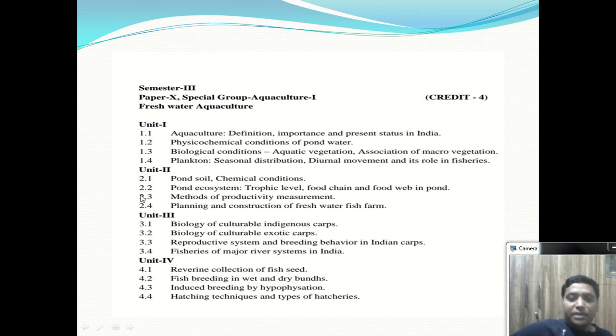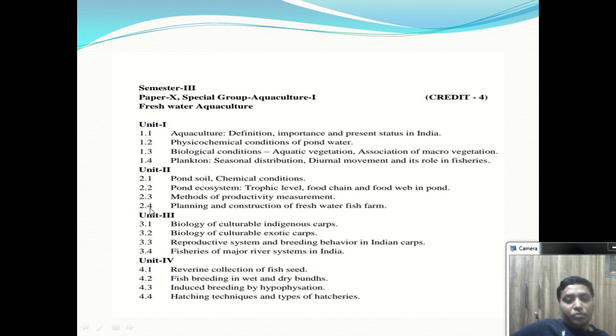Now the next part is unit 2, 2.2, the pond ecosystem, in which they ask about the trophic level, food chain and food web in the pond. After that, the next topic is the methods of productivity measurement, how the productivity is measured. We perform different experiments, the dark bottle and light bottle experiments. Then we also perform DO, CO2 and all these parameters in the productivity measurement.